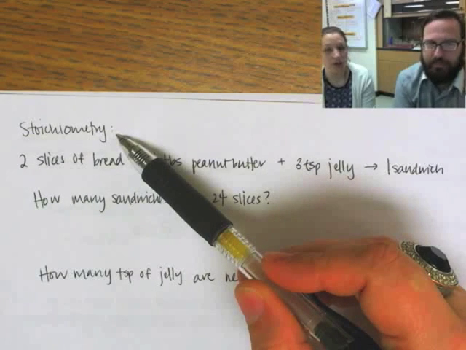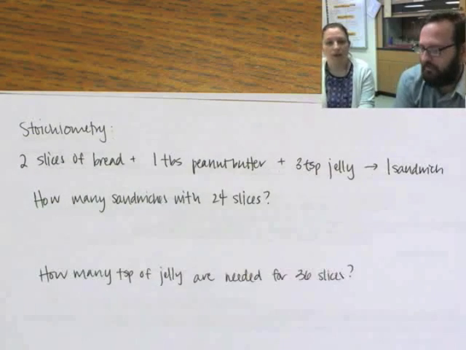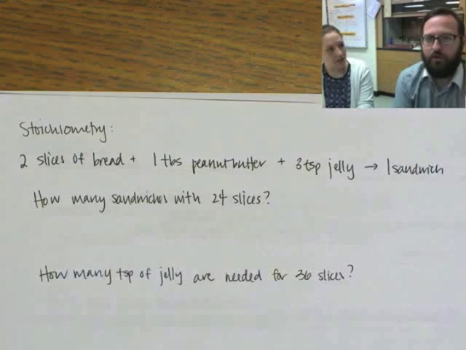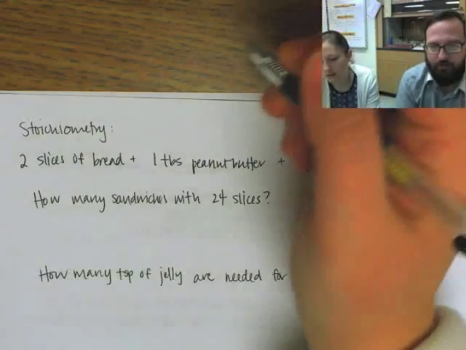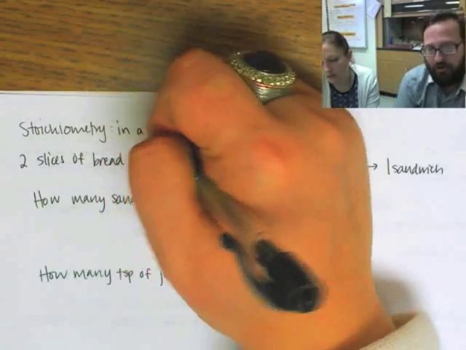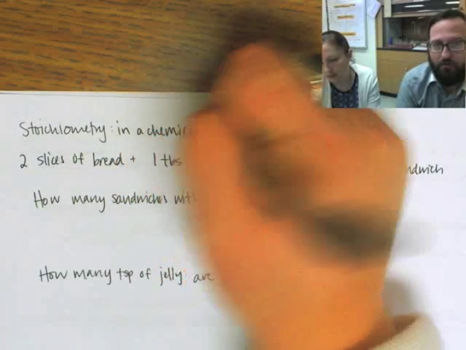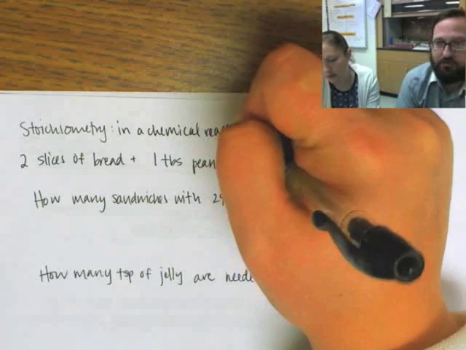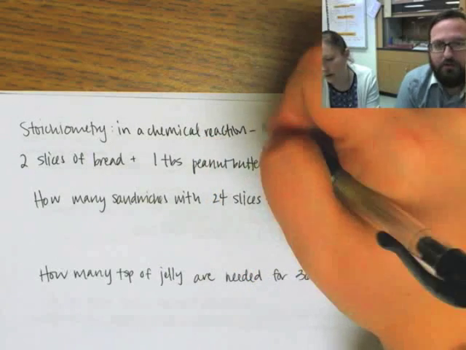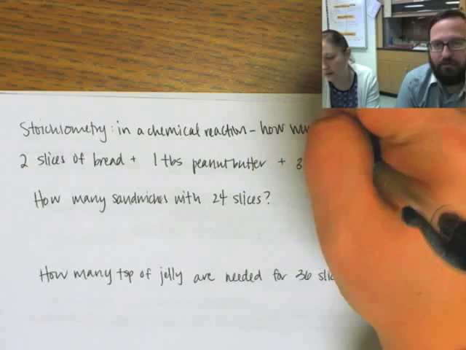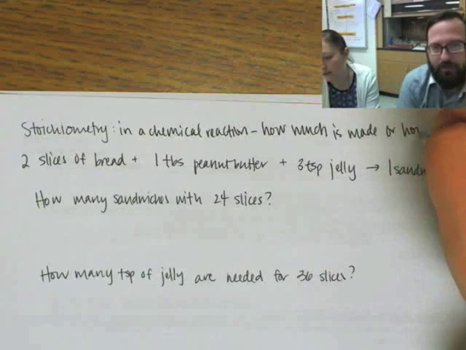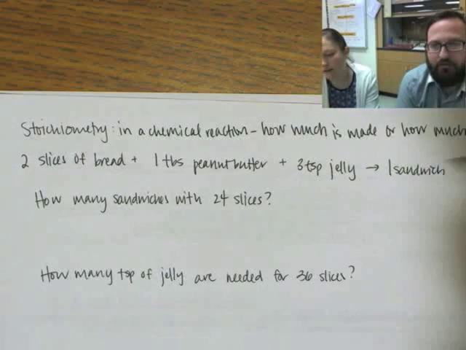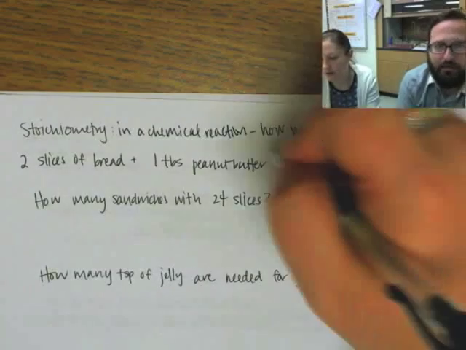Stoichiometry. Stoichiometry. Yes. What is stoichiometry? Okay, well, it's a necessary part of chemistry. Whenever we have a chemical reaction, it's going to tell you how much is being made or how much stuff you need in order to make something. How much is made or how much you need. So that kind of sounds like a recipe to me. It's exactly like a recipe.